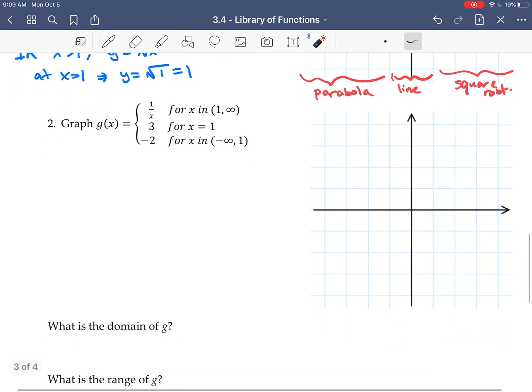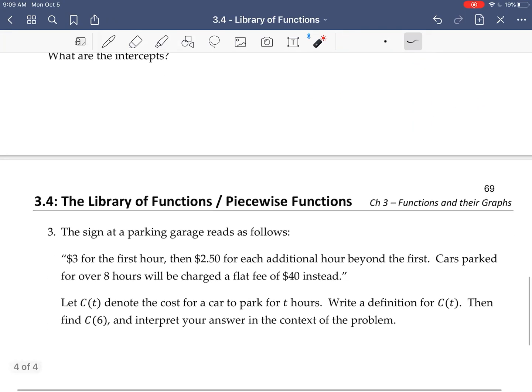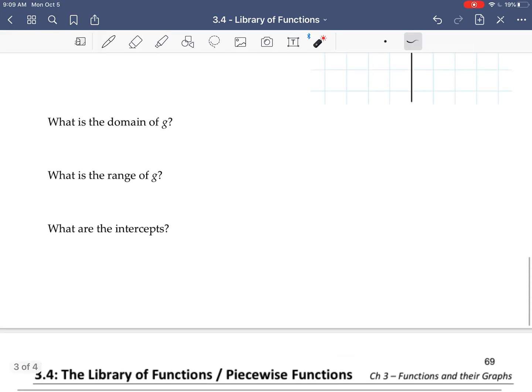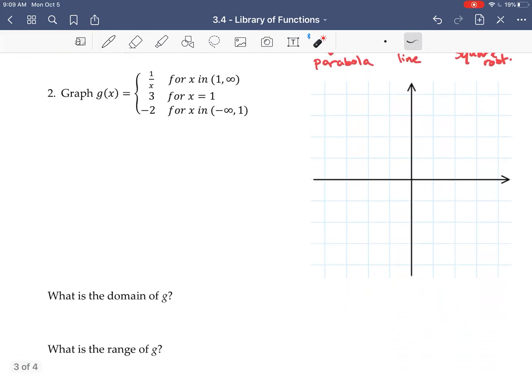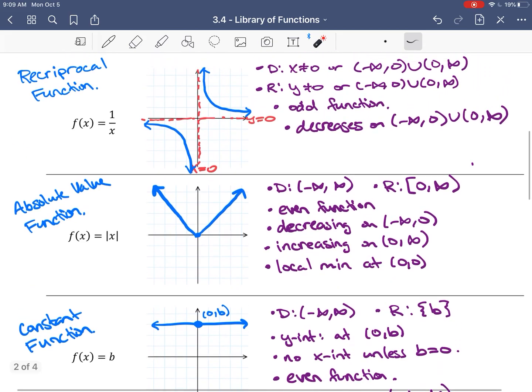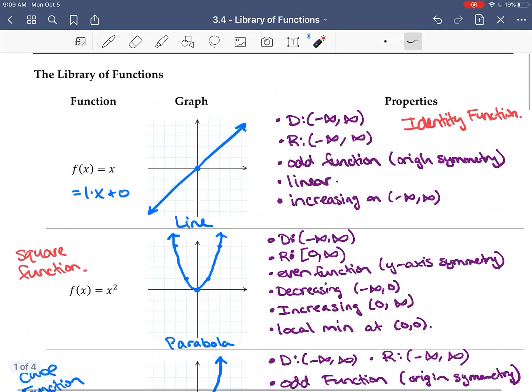Now I'm going to leave the graph of g for you, and a few questions about g, and also this word problem. Take a chance at those and see how you do. I know piecewise functions are challenging for people. That's why I wanted to give you one to try before you see the answer, because once you see it, it normally makes sense. These are the functions that we want to have ingrained in our mind, what this sort of shape looks like, because we're going to start doing stuff with them.